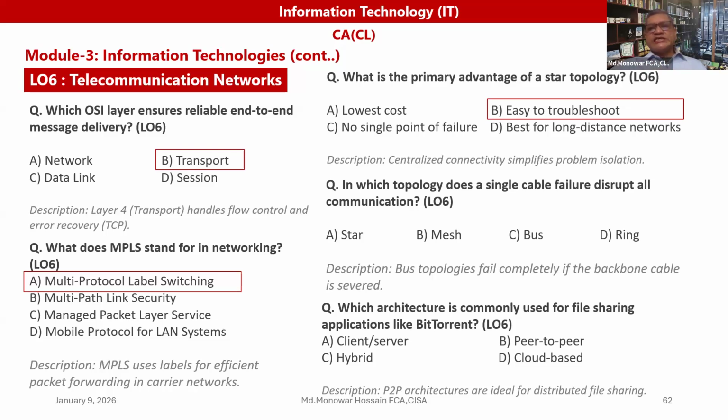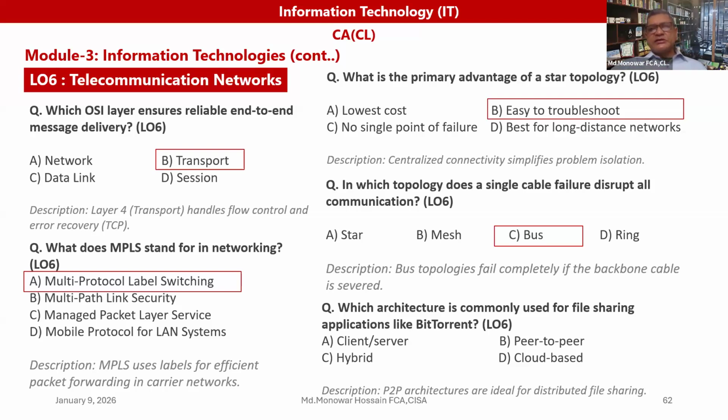In which topology does a single cable failure disrupt all communication? The four topologies are star, mesh, bus, and ring. Here, bus, because a bus topology fails completely if the backbone cable is severed. So in a bus topology, a single cable failure disrupts the whole communication or whole network. Answer B.